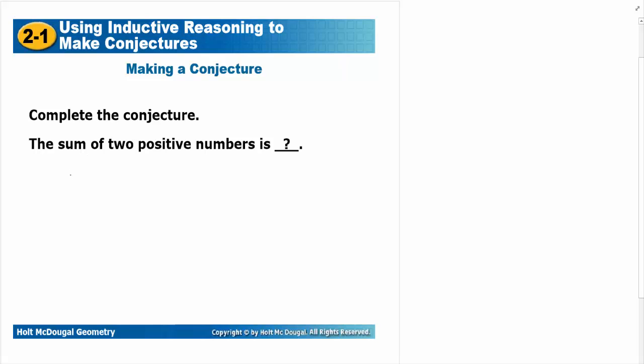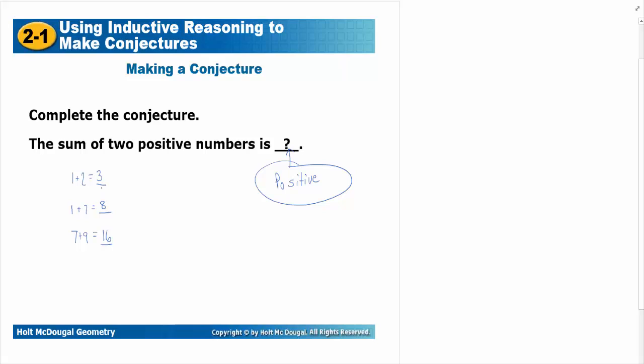So I'm going to take some positive numbers and add them, like 1 plus 2. 1 plus 2 is 3. I can go 1 plus 7 is 8. I can go 7 plus 9 is 16. But the one thing that, again, I'm giving you some easy ones here. The one thing that you're going to note from this is that the sum of two positive numbers is always positive. And that's a pretty simple one, but again, we're making conjectures based off of some patterns.